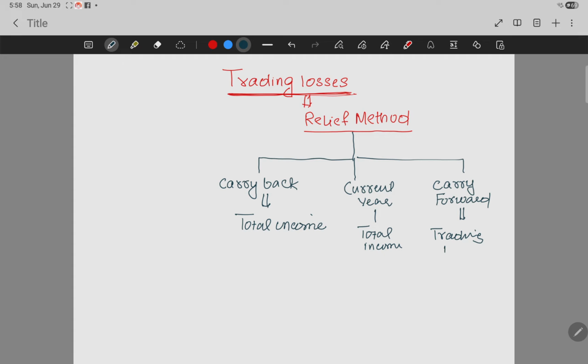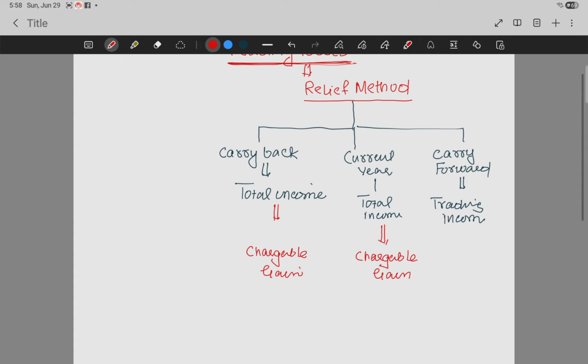So we have these three options available, and along with these, in the current year we have one additional option, which is subject to offsetting against total income first, which is against chargeable gain. As with the carry back option, you can offset against chargeable gain, but the condition is that first you have to utilize the total income. And these are all possible options. These are not compulsory methods. You can opt for any of these.